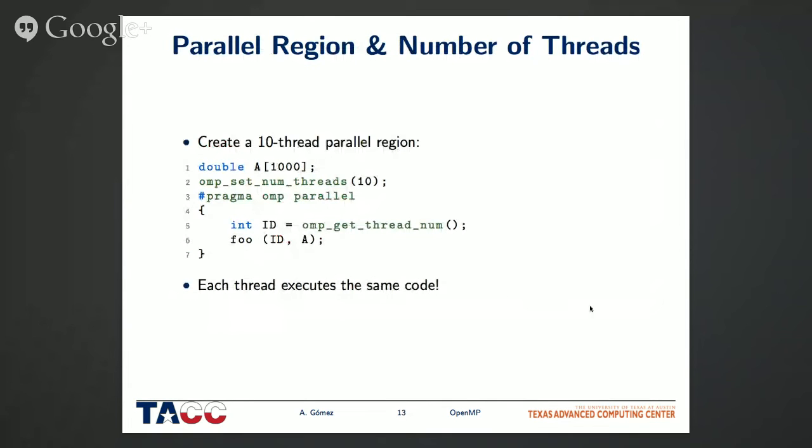Each of them will get their ID, and then we'll call the same function with different parameters. But it's important to remember here that since we are not using any for or any task, all we have is 10 tasks potentially doing the same thing. So you have to be careful with that.